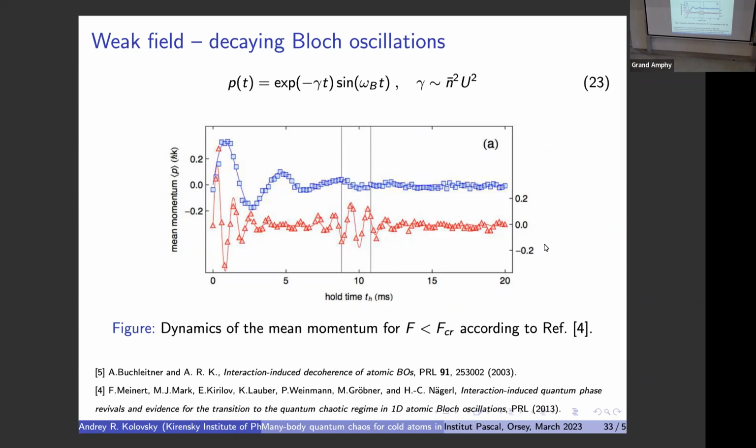Okay, anyway, so just read the title: interaction used quantum phase device and evidence central condition through quantum chaotic regime in 1D atomic Bloch acceleration.